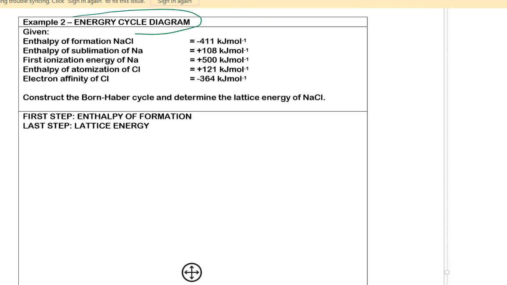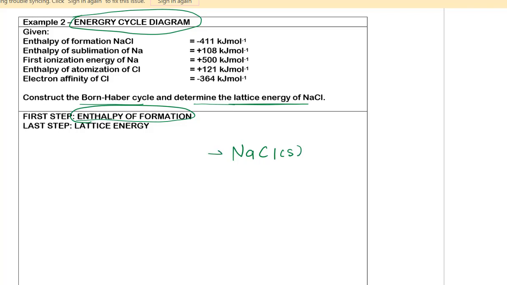Second example for energy cycle diagram. So given this information, construct Born-Haber cycle and determine lattice energy of sodium chloride. So when you want to construct Born-Haber cycle, you can construct using energy cycle diagram or energy level diagram. As usual, we need to start off with enthalpy formation. So here given enthalpy formation, so 1 mole of sodium chloride is produced from its element.